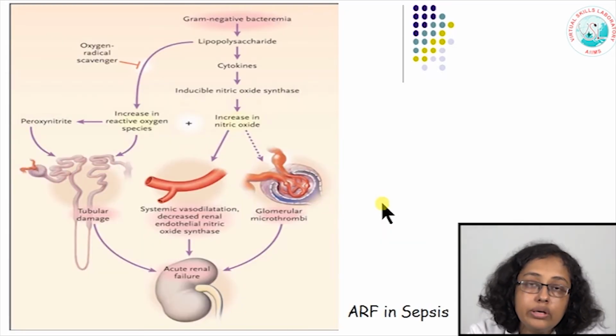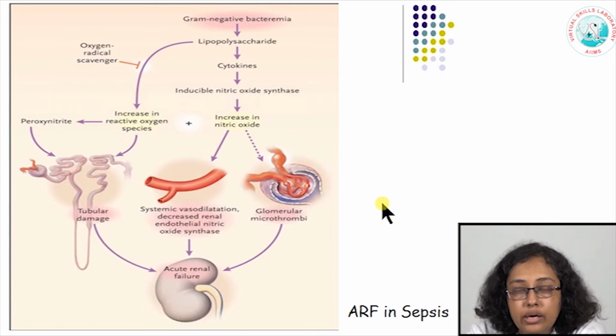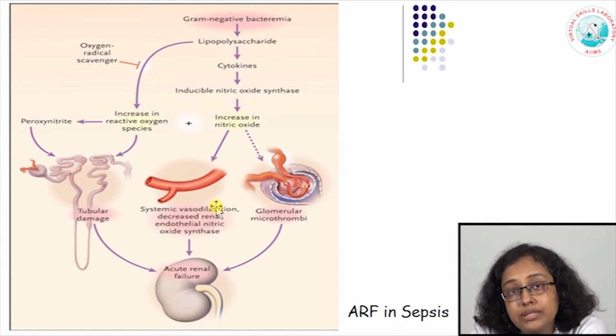Now, when we look at another very common cause of ARF, which especially we see in the hospital setting, is sepsis. Now, sepsis leads to, there is gram-negative bacteremia, which leads to lipopolysaccharide release. Cytokines are released, which causes release of nitric oxide synthetase. Increased nitric oxide levels lead to systemic vasodilatation and pooling of blood. And as I said earlier, because of this, the actual effective blood supply to the kidney decreases, leading to acute renal failure. The increase in nitric oxide also promotes the formation of glomerular microthrombi. So there may be glomerular damage as well.